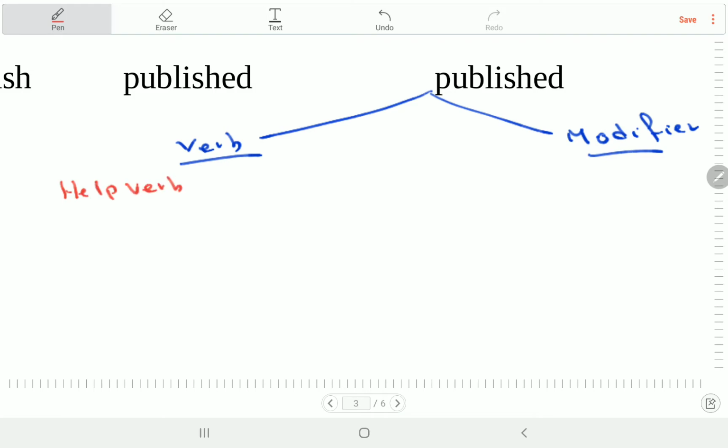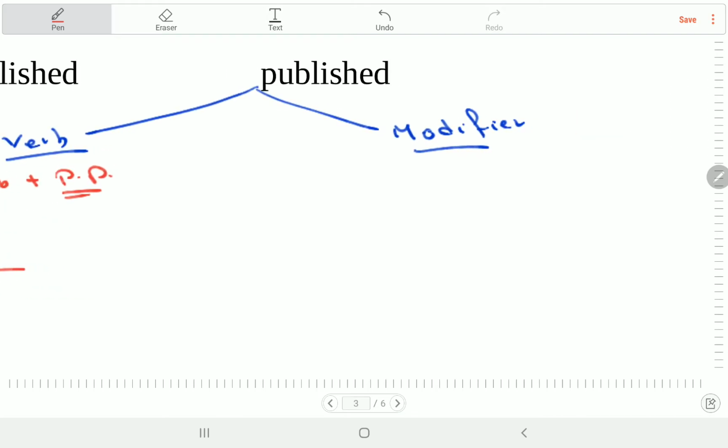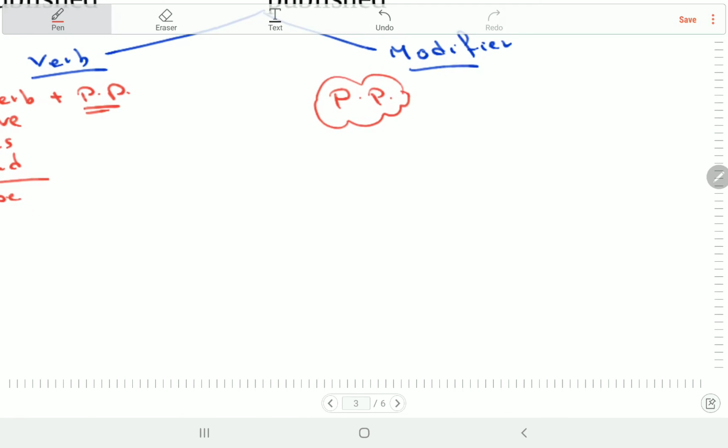Helping verb, and next you have the past participle. Like have, has, had, and the verb to be: am, is, are, was, were. In this case, it is a verb. But if published stands alone, only the past participle without a helping verb, it's a modifier. For example, he watched the movie. The movie watched.